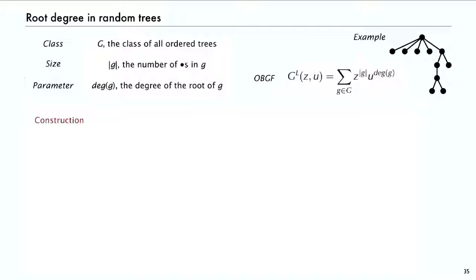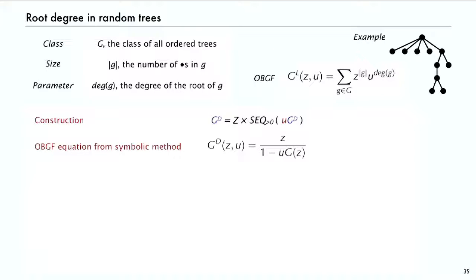but we'll use the same method to go ahead and compute the average root degree. So it's the same class, it's the same construction, we're just going to mark the trees in a different way. This time, what we're going to do is a random tree is a root and then a sequence of random trees, but we're going to mark that first sequence with our variable u. So the coefficient of z to the n u to the k is the number of trees with n nodes and root degree k.